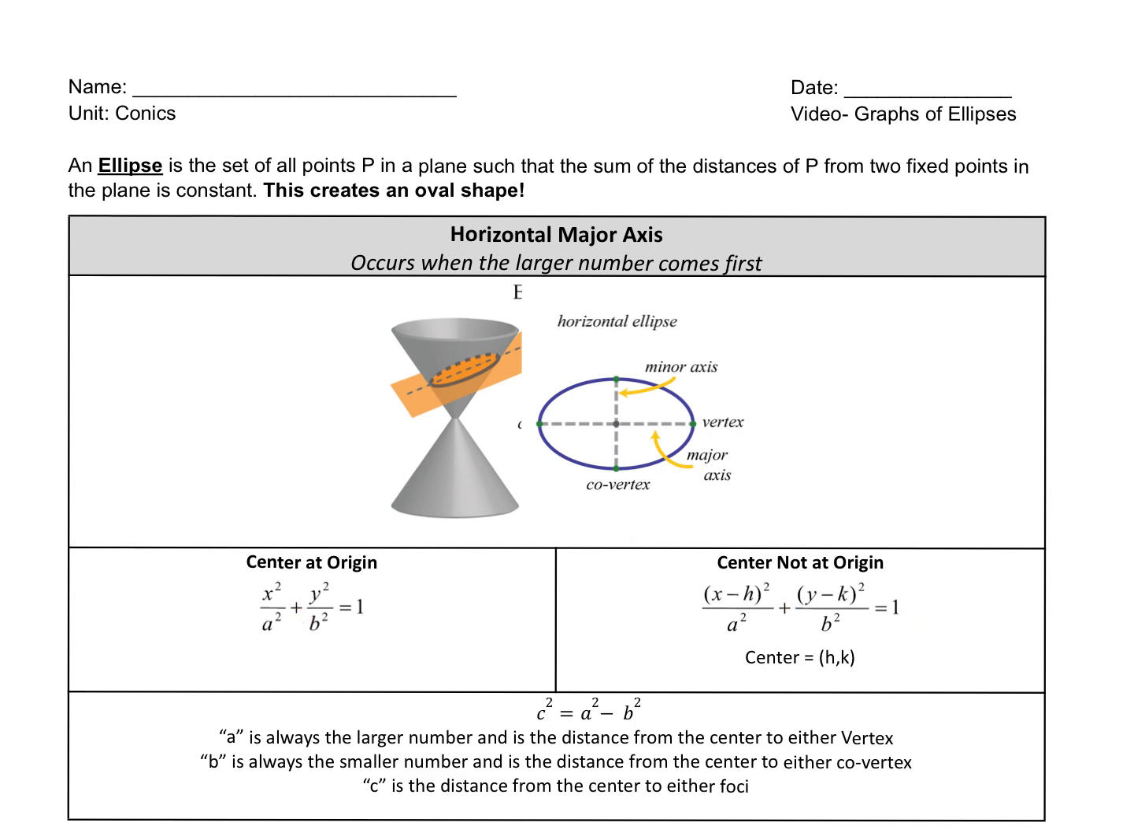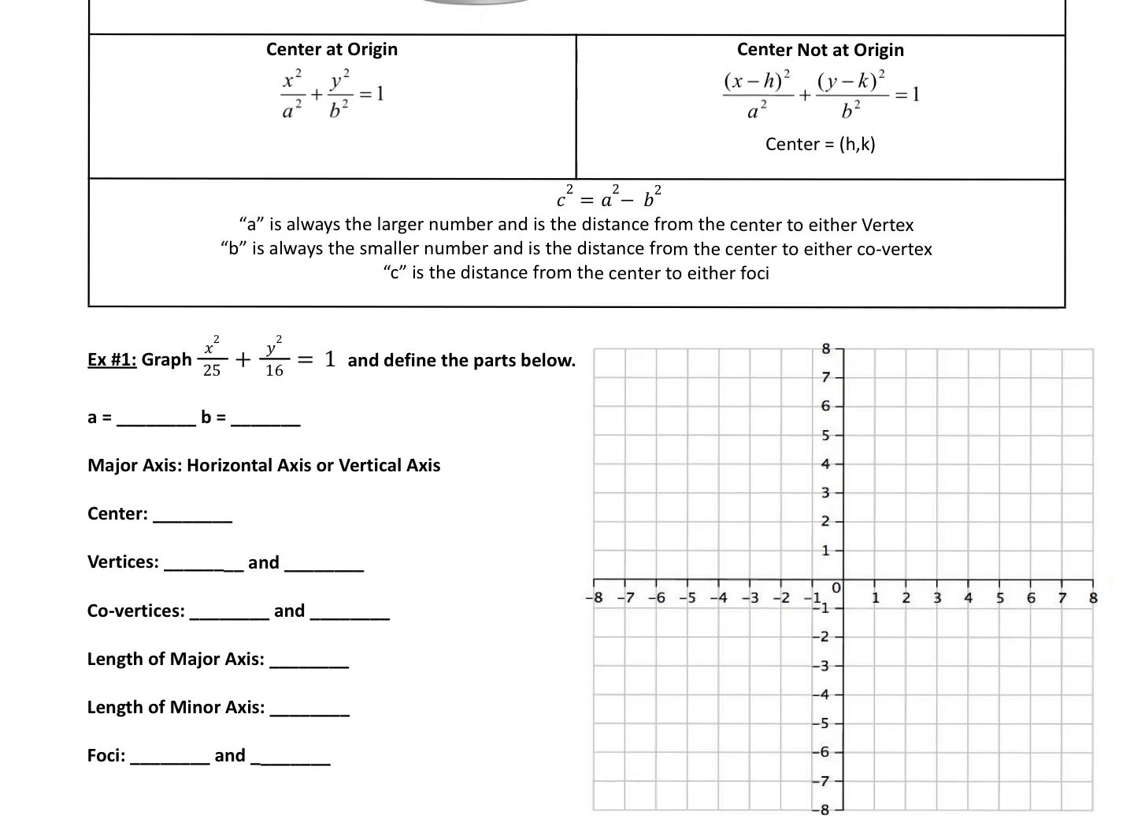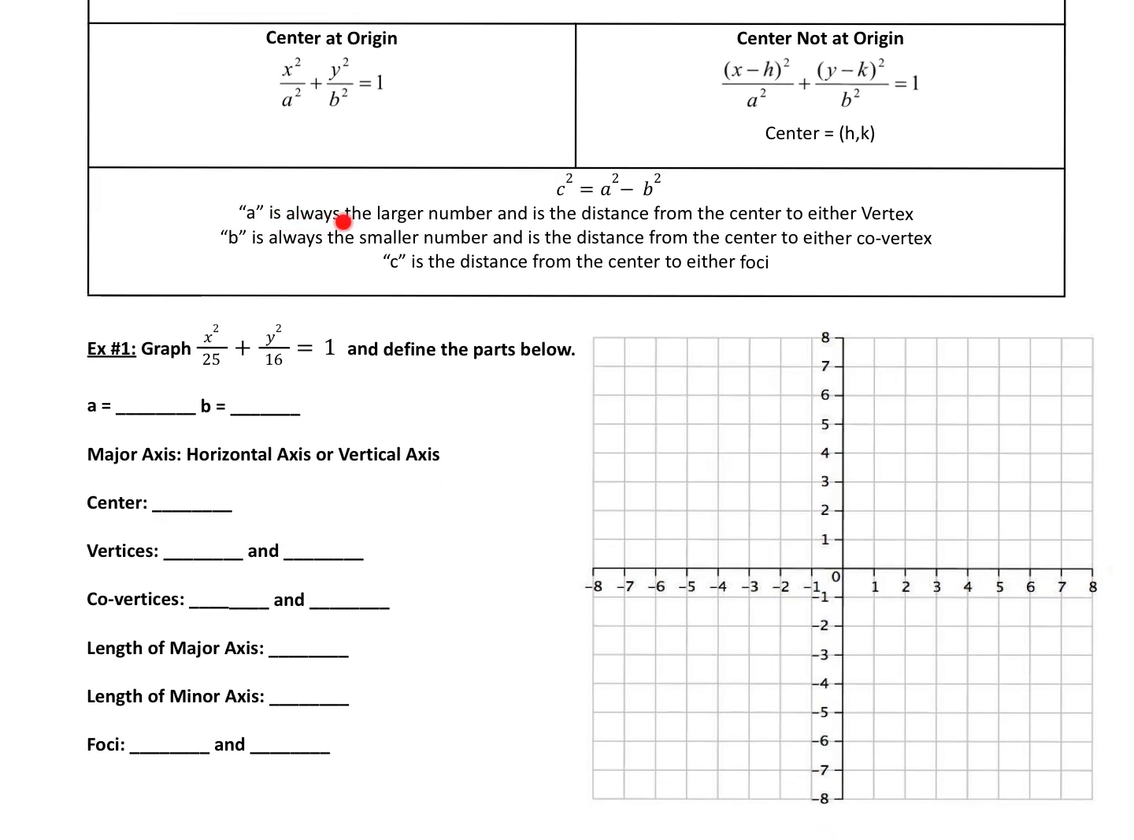So let's define what each of the parts are. A is always the larger number, and it's the distance from the center to either vertex. B is always the smaller number, and is the distance from the center to either covertex. And C is the distance from the center to either of the foci. And I'll explain what all that means. I think the best way to do this is just through an example.